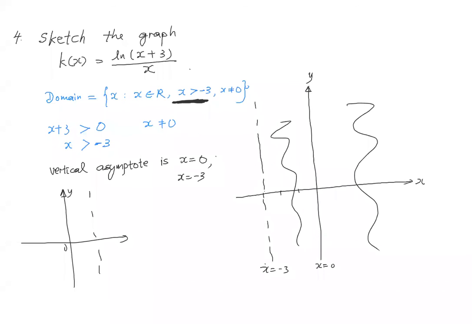Okay, so now you have to find your x-intercept. Correct? So you put ln(x + 3) equal to 0. Right? So x + 3 equal to e to the power 0, which is 1. So your x equal to -2. So your graph will pass through here. Okay, now take out your graphic calculator and start to draw the graph.